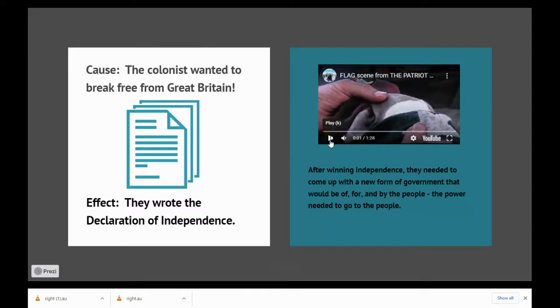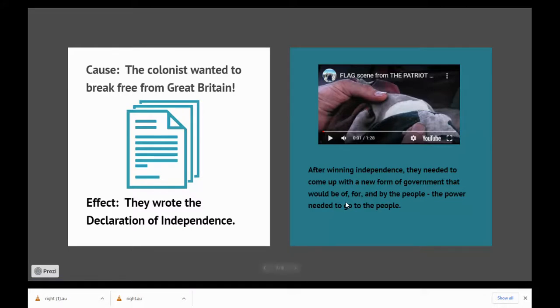Oh my goodness. Okay. So we had to fight for our freedom and we earned it. And after we got free, we still needed to come up with this new form of government. And so eventually, not at first, but eventually the Constitution was written. And here's the thing. It was very important that this new form of government would be what they call of, for, and by the people.